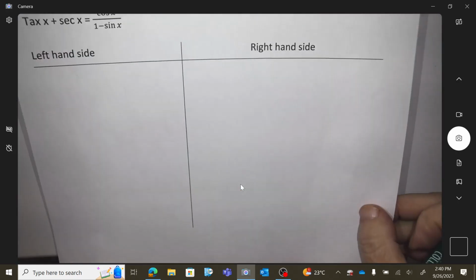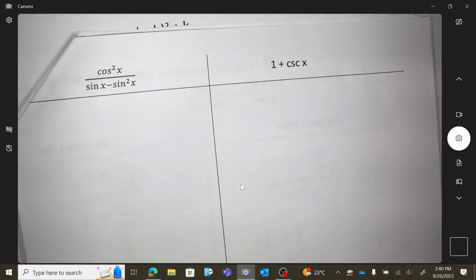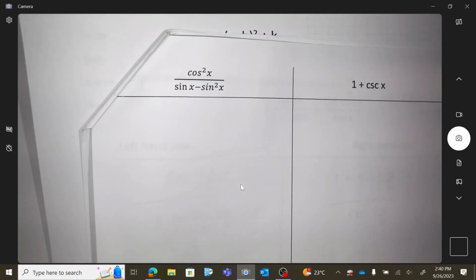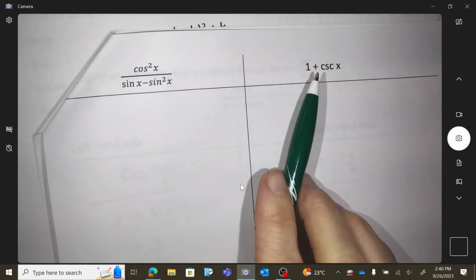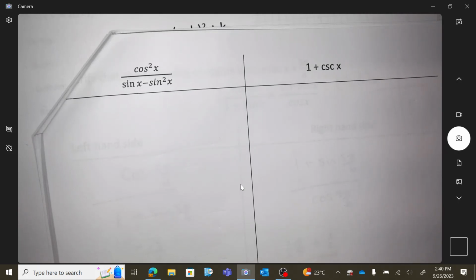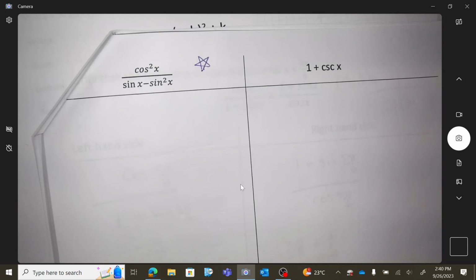Okay, we got a couple more. Okay, a little bit more complicated now. Ready? Which side would you pick? This left side or this right side? Which one looks more complicated? I'm gonna pick that side.